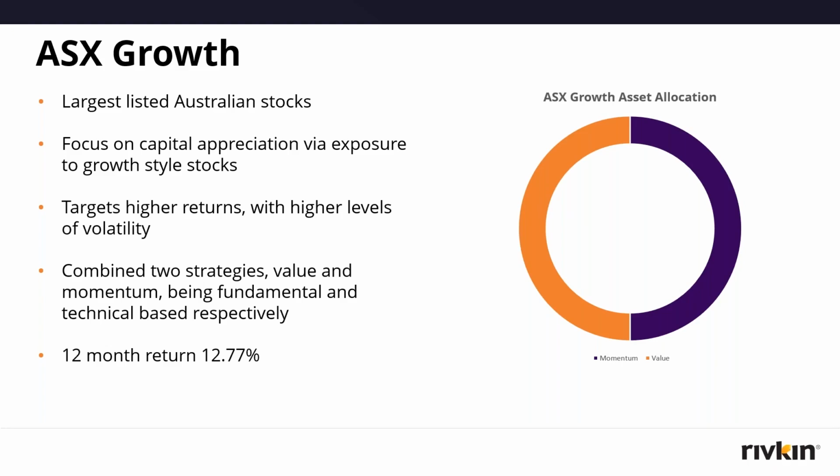Our strategic allocation is 50-50 between the two strategies. But over time, that allocation will change as one strategy starts to outperform on a relative basis. And that's where we'll actively manage the portfolio in terms of rebalancing that and bringing it back to target weight.